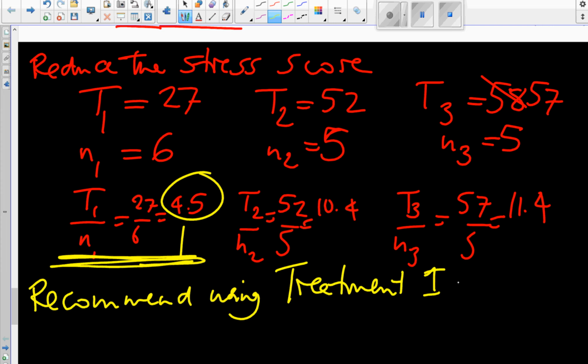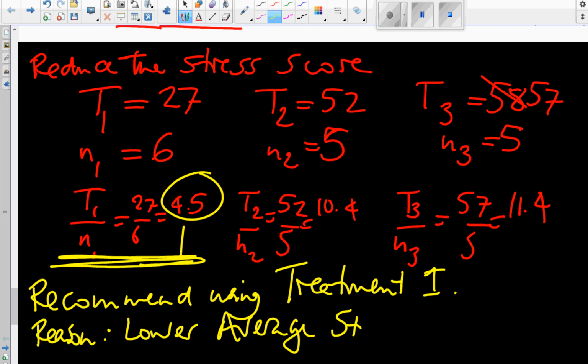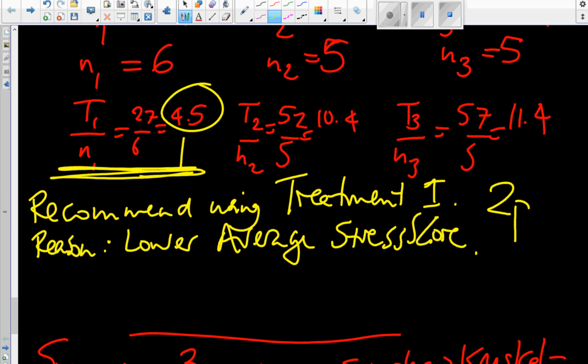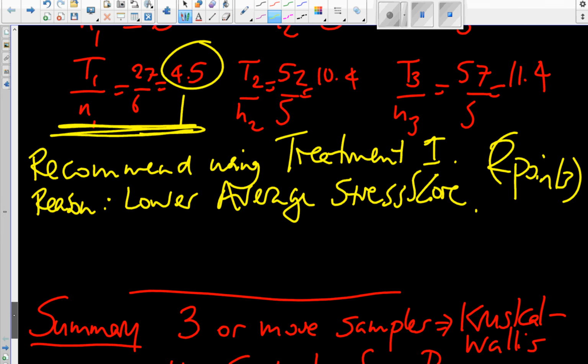So there's your point for choosing treatment 1, and the reason for that is that it has a lower average stress score. And if you've done the calculation above, they can see how you got that. So that's answered that one. I think you got 2 points for that, didn't you? 2 points for answering that question. So if you feel comfortable, go and do it. If you don't, just finish at that point.